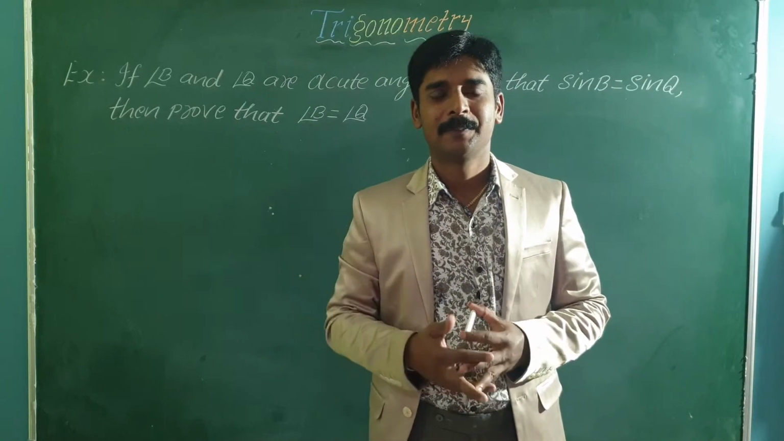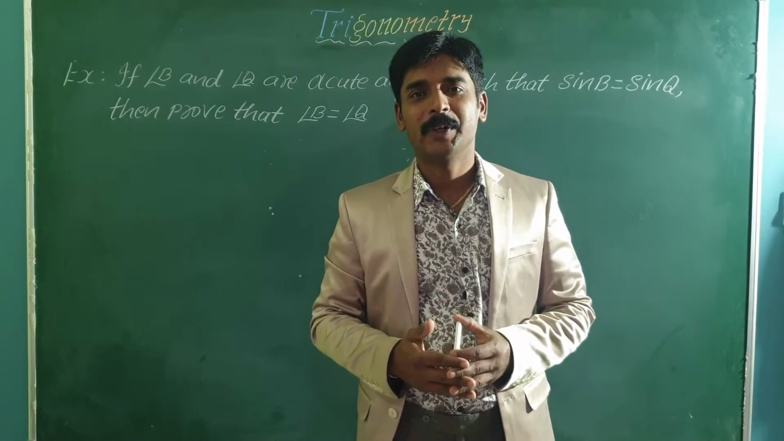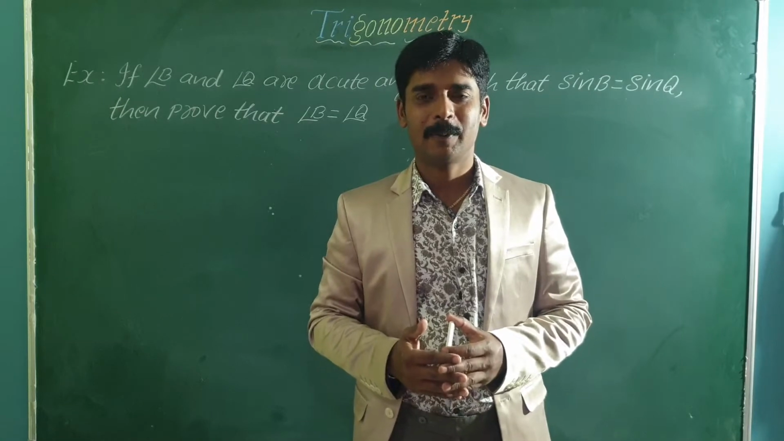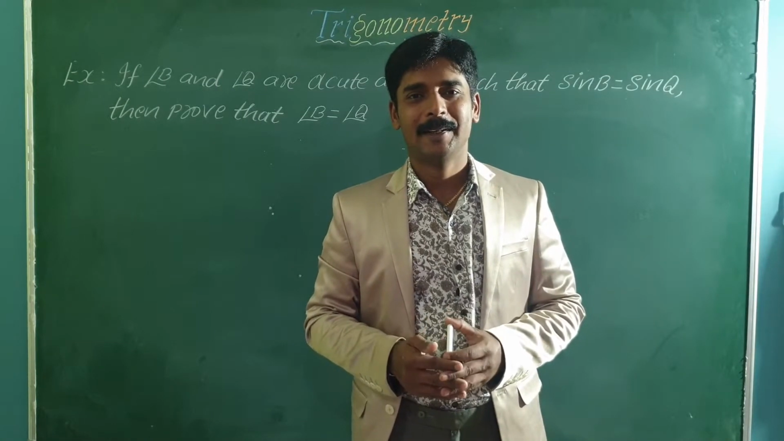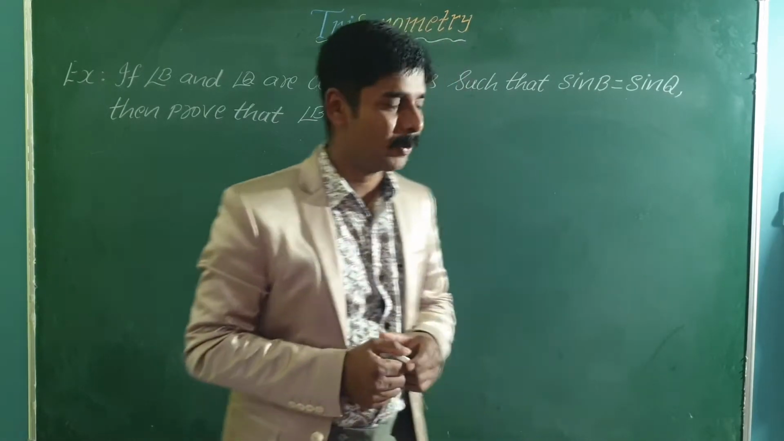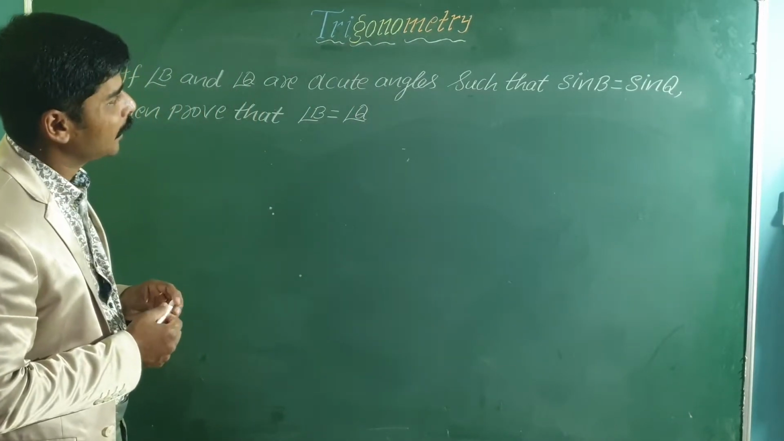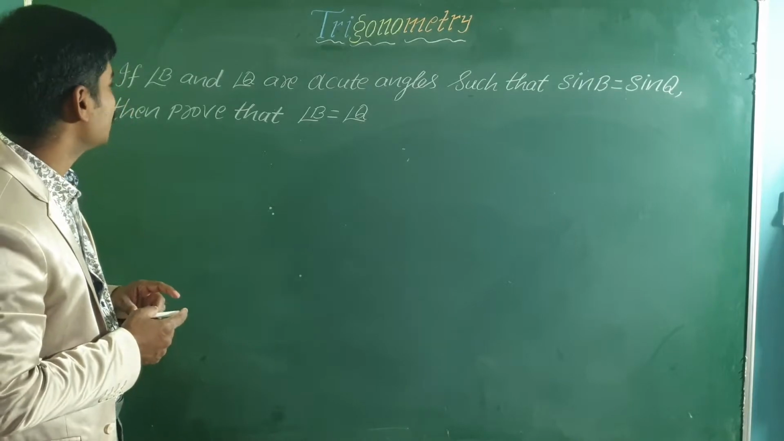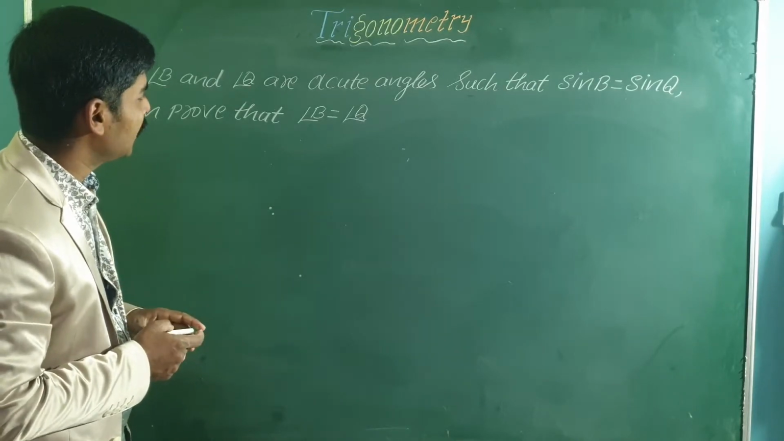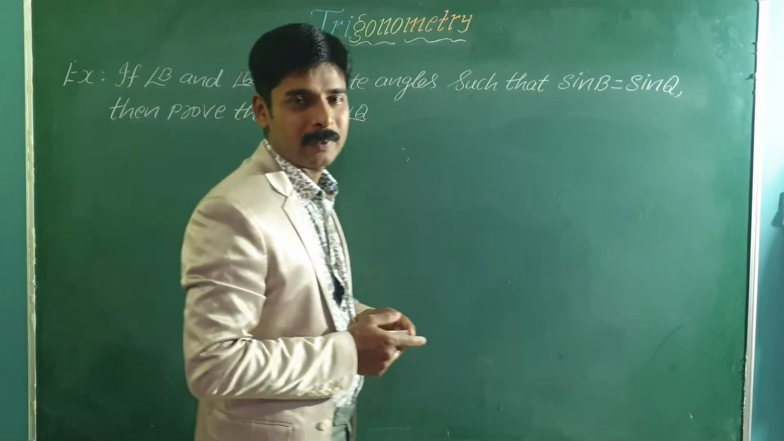Hello dear students. In this class we are going to solve the third variety of problem related to trigonometric ratio. Let us take the problem. If angle B and angle Q are acute angles such that sin B equal to sin Q, then prove that angle B equal to angle Q.